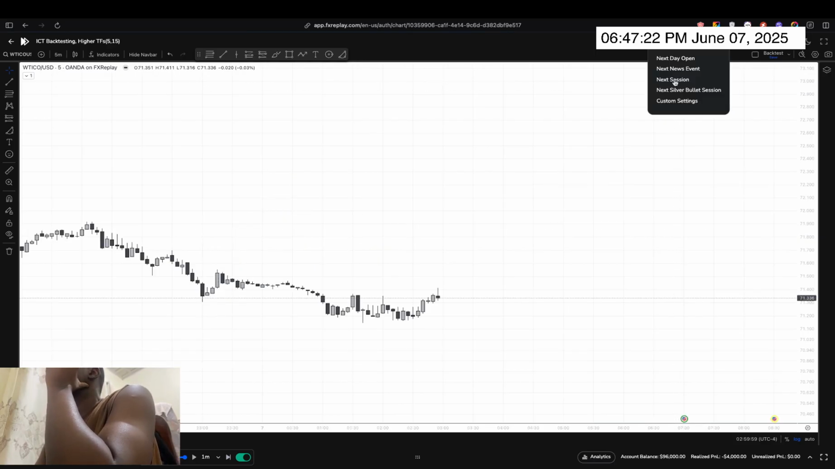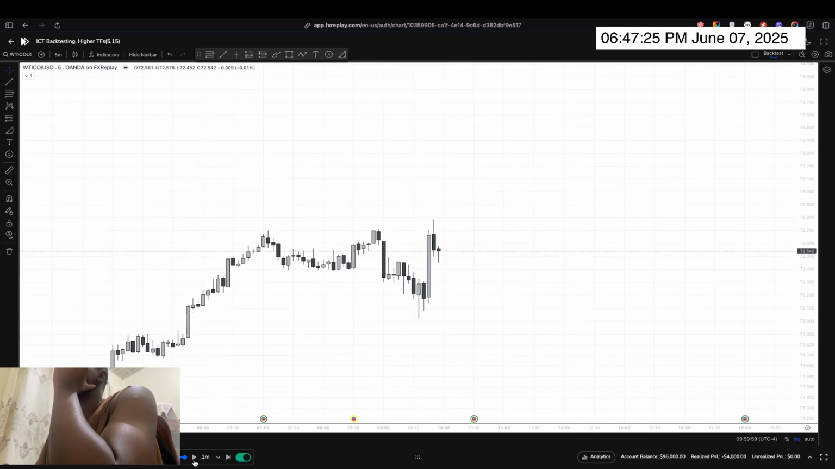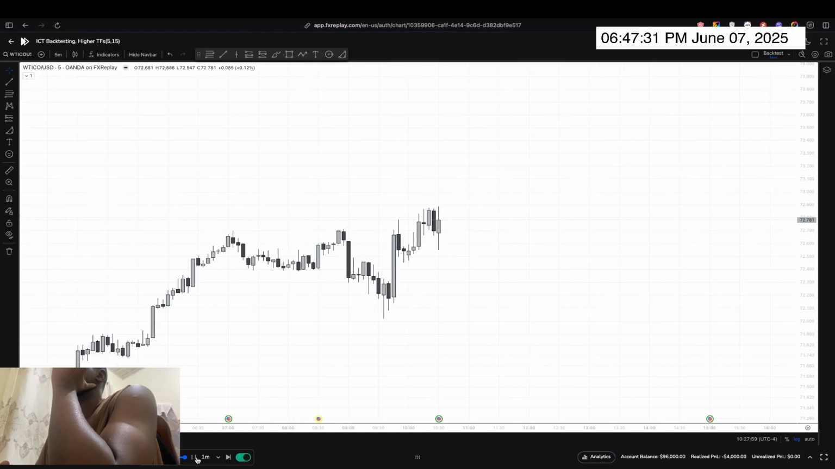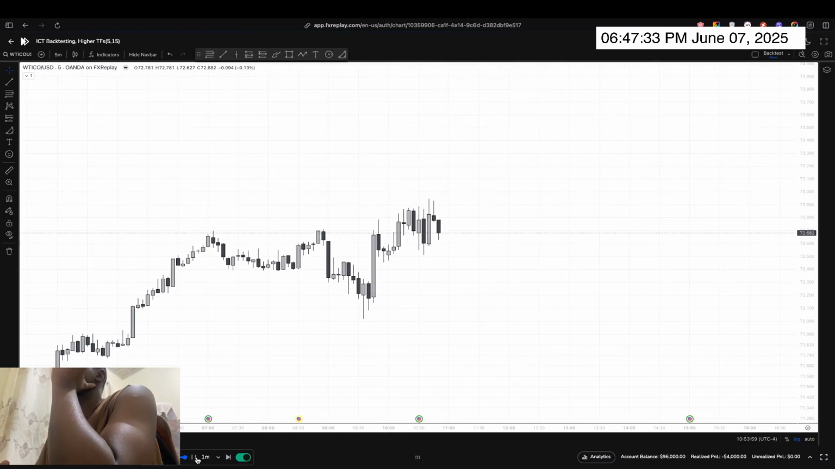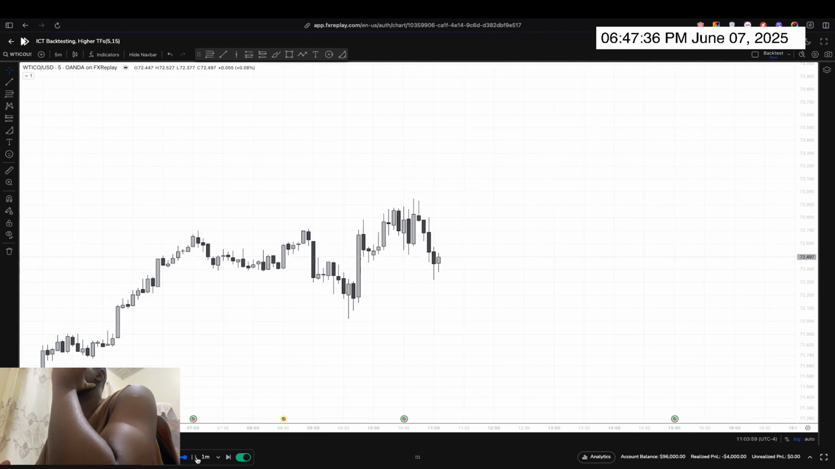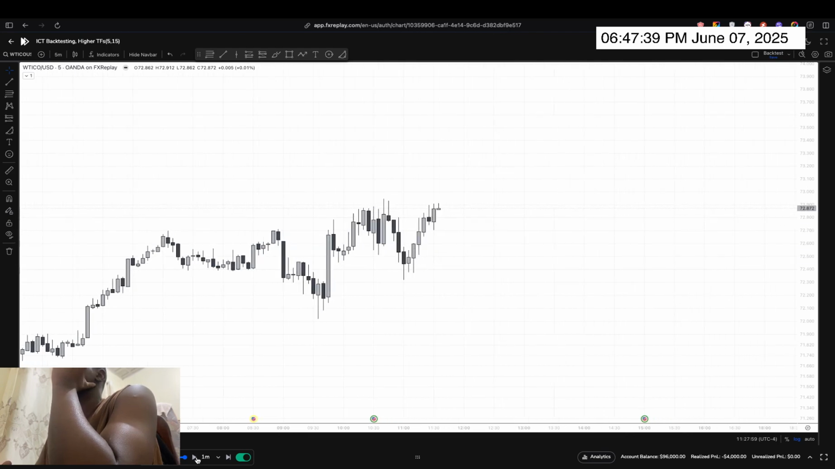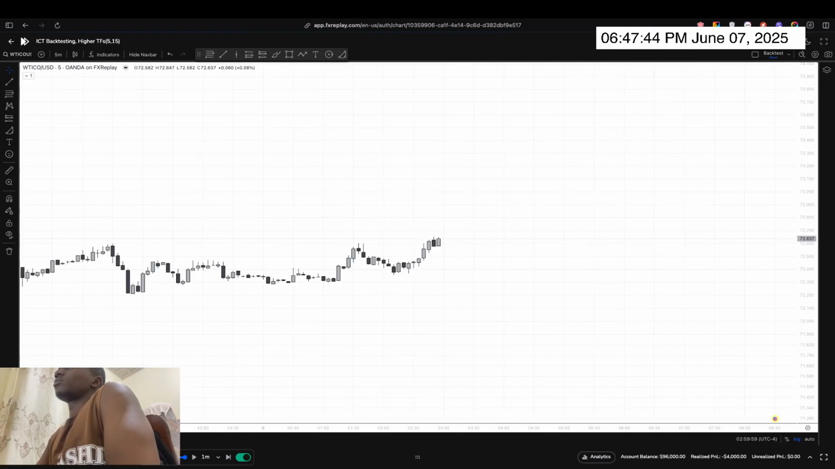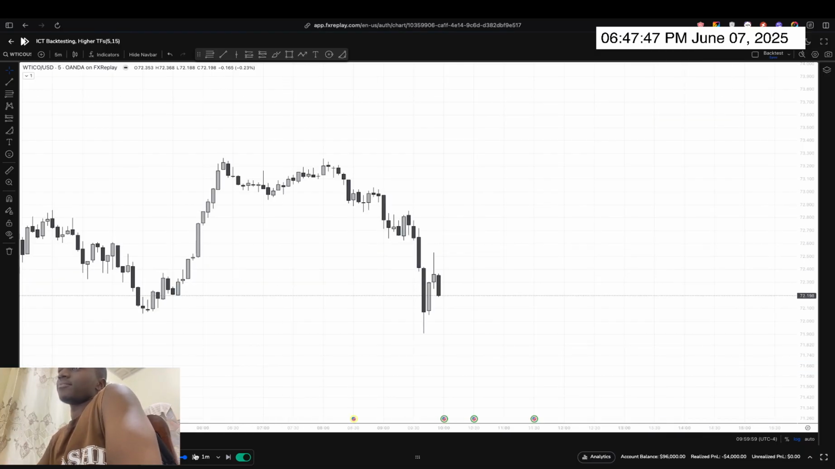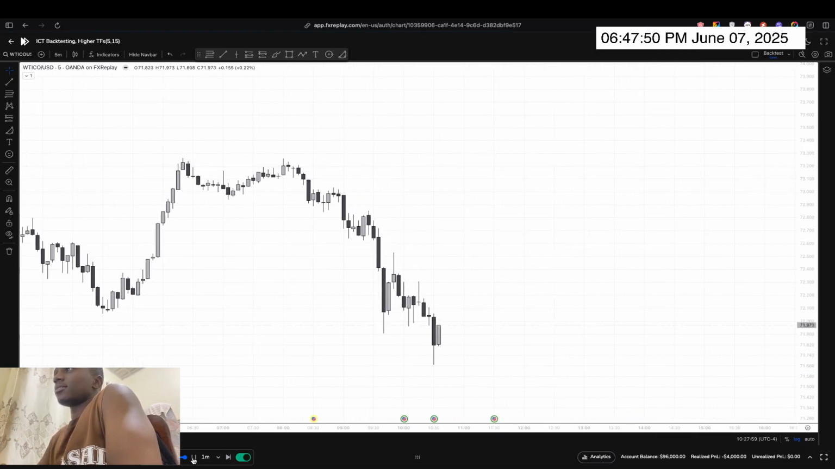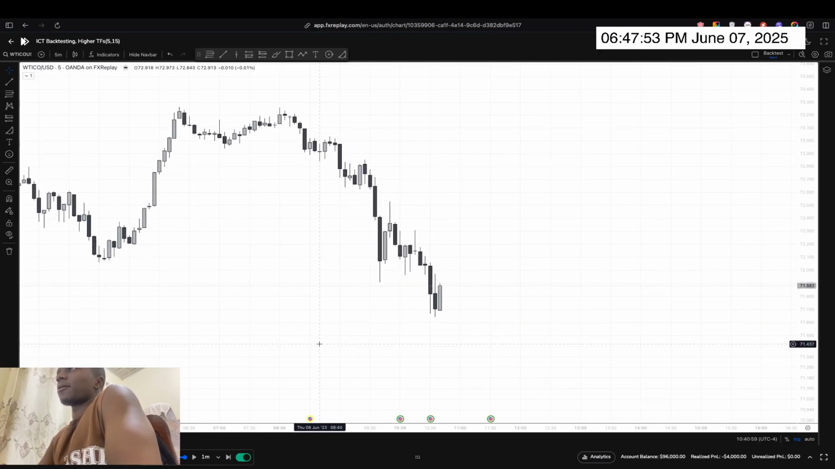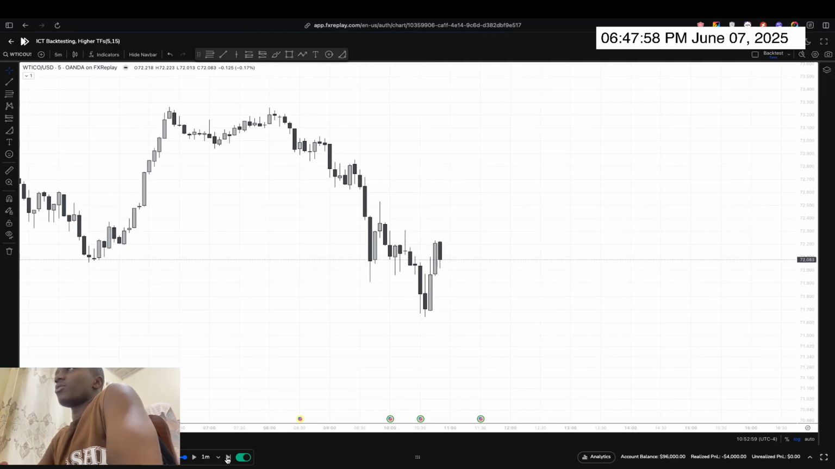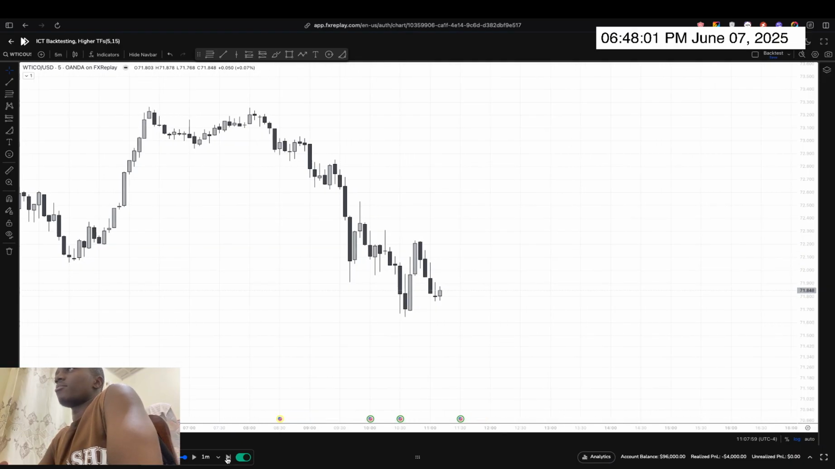2, 3. Okay, let's see now. One, 2, 3. Okay, play this. Great, we have a shift. Now let's wait for the gap. Let's wait for the gap, for the gap.